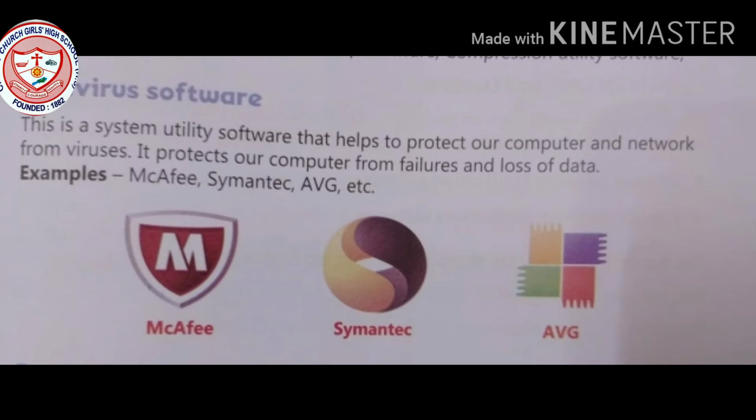So there are some examples of antivirus software. Most probably we have always heard about McAfee. McAfee is the most used antivirus software, which is there in every computer and laptop. Then Symantec and AVG are some other examples of antivirus software. You have to remember all the symbols properly. It is very important: what is the symbol of McAfee, what is the symbol of Symantec and what is the symbol of AVG. Okay.